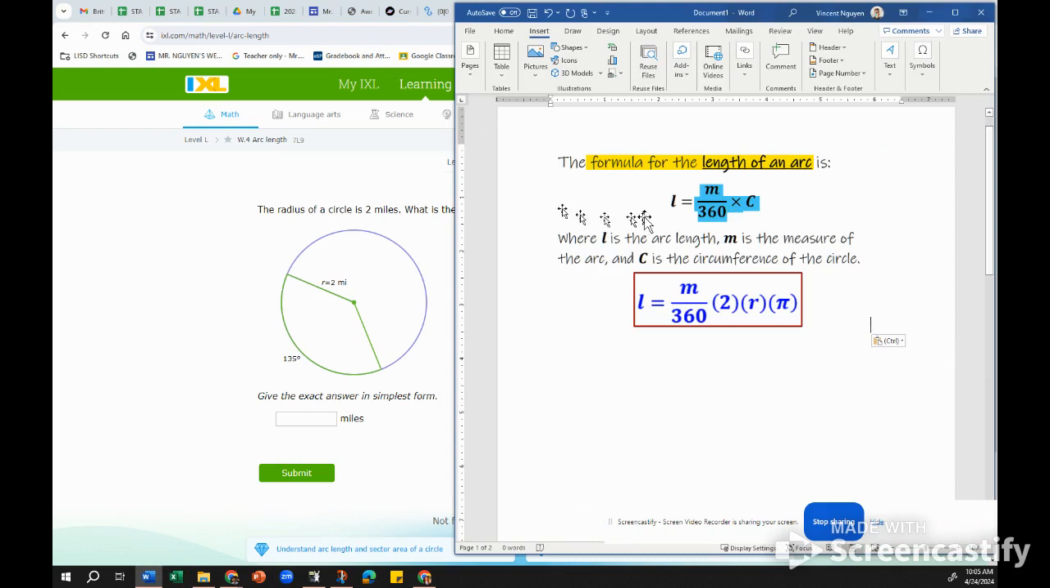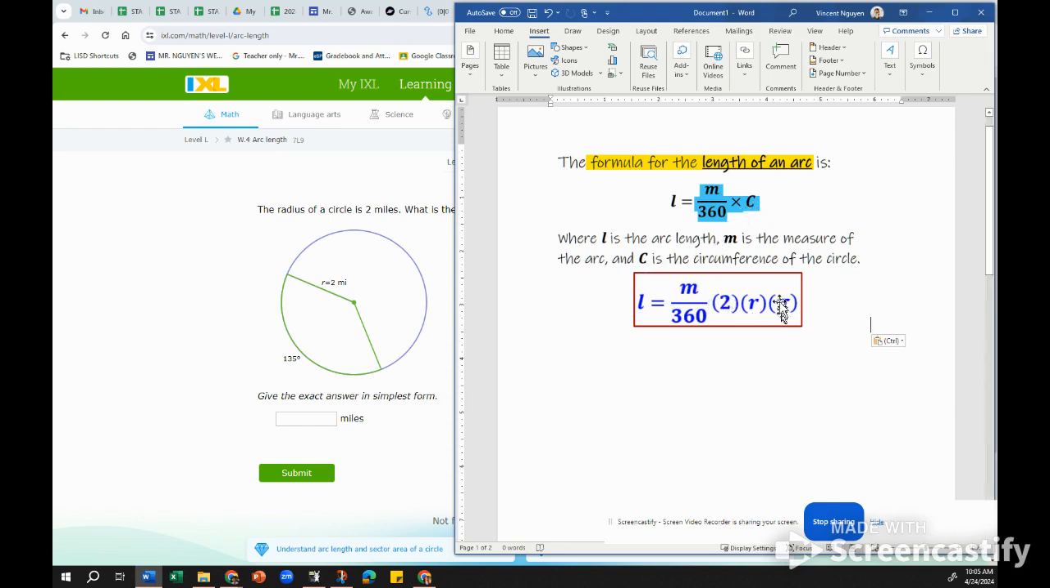The arc length formula is actually pretty simple and it makes sense, right? The arc length formula says take the measure of the arc, which is the same as the central angle, okay? Divided by the whole entire circle, which is 360, and then multiply that by the circumference. And the reason is the arc length is only a piece of the circumference. So that's why we multiply by the circumference, okay?